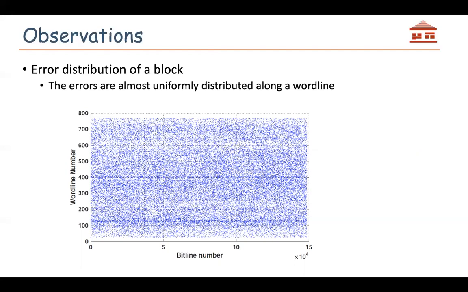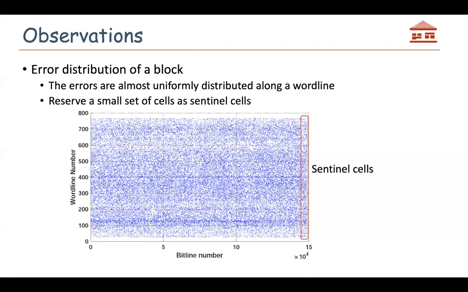However, the errors are almost uniformly distributed along a word line. This is because the main shift due to the error sources, including the PE cycle, retention time, and the temperature, is global for all the cells on the word line. They have endured the same error sources. Therefore, the errors of a small set of cells can predict the errors on this word line. In this work, we propose to reserve a small subset of cells on each word line as sentinel cells.